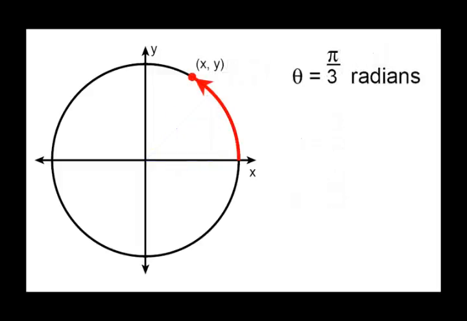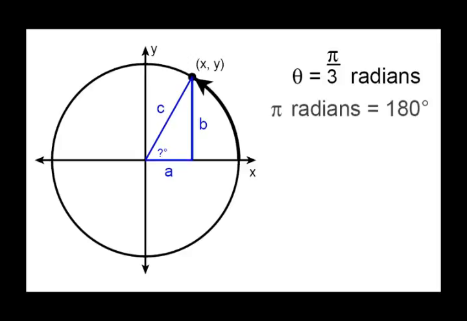Let's try another one. What if the distance we travel around the circle equals pi over 3? Let's draw our triangle the same way we did before and see what we can learn. First, what's the measure of the angle with its vertex at the origin of the coordinate plane? We know that there's a direct correlation between radians and degrees, and that pi radians is the same as 180 degrees. So pi over 3 radians is the same as 180 over 3 degrees, or 60 degrees.